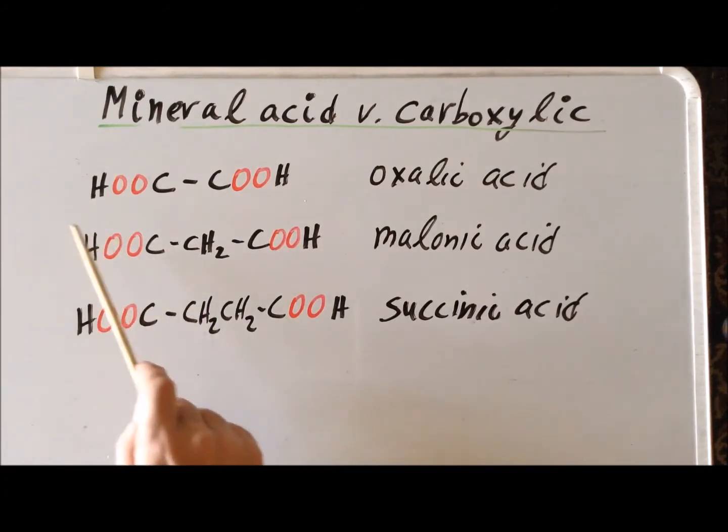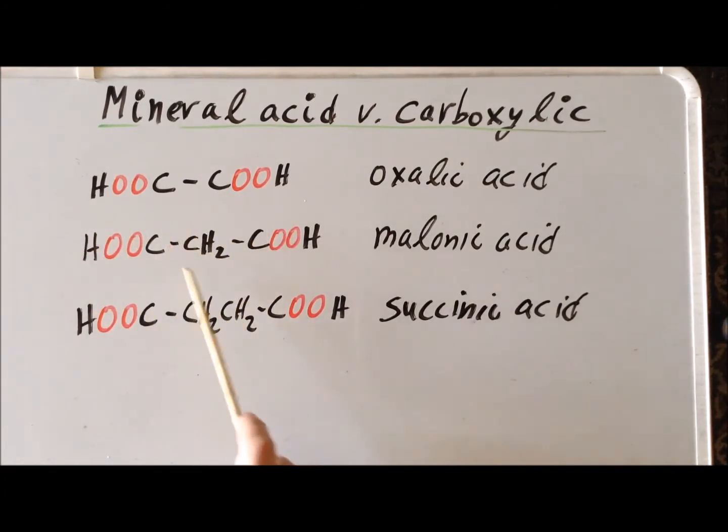The next, with a methylene group in the center between the carboxylates, we call malonic acid. And then the next, most complicated, has an ethylene group in the center, and we call this particular acid succinic acid.